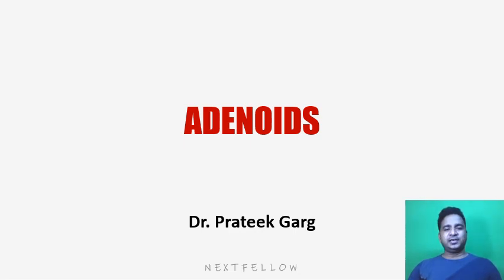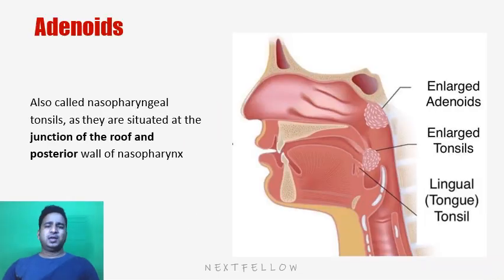Myself, Dr. Prateek Garg. So we will discuss adenoids. We all know adenoids are a group of lymphoid tissue which are located at the nasopharynx. You can see these are my adenoids in the nasopharynx, at the roof of the nasopharynx. These are known as nasopharyngeal tonsils.